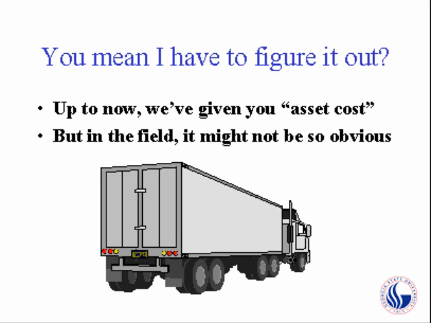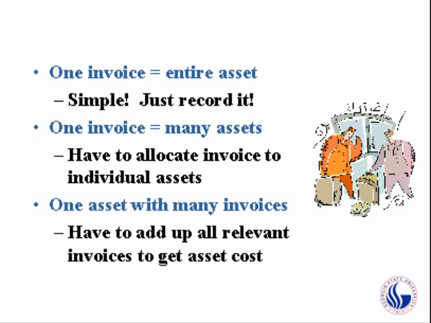Up until now, we've just told you the asset cost, whatever it was, $60,000, $40,000, and that was all there was to it. But it could be that there's just one bill and that's the total cost of an asset. But there's two other possibilities. One invoice could cover many assets, or one asset could have many bills that you have to add up to get its total cost. So be on alert for that.